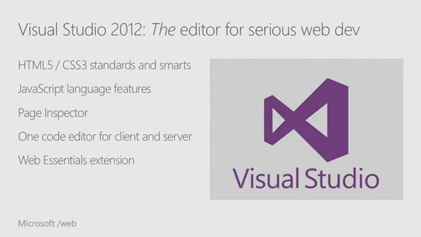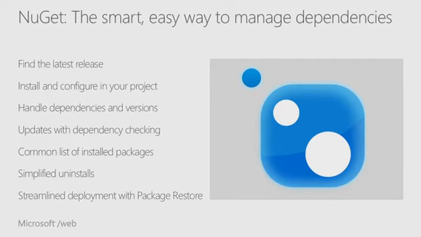In the Page Inspector, we'll take a look at that. Also the fact that you get to write HTML, CSS, JavaScript, Razor, C#, VB, all in the same Visual Studio editor. Same editor for client and server. Then we'll talk about NuGet. NuGet is our package manager. NuGet is how you bring your dependencies in for your projects, and it handles versioning and dependency checking. If I said I wanted jQuery UI, it would bring in jQuery. We want to make sure people know about NuGet, and that's part of the reason we wanted to talk about it this morning, because this is fundamental.